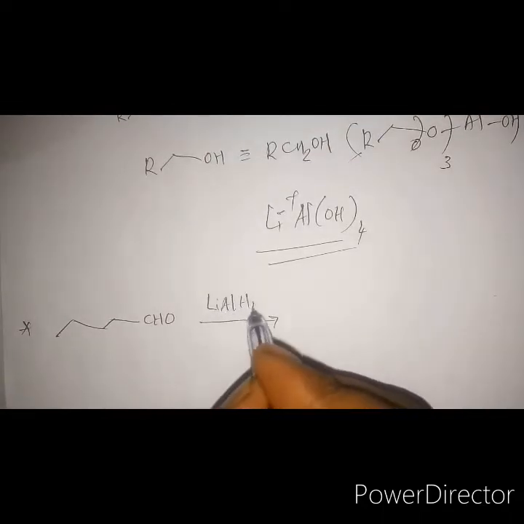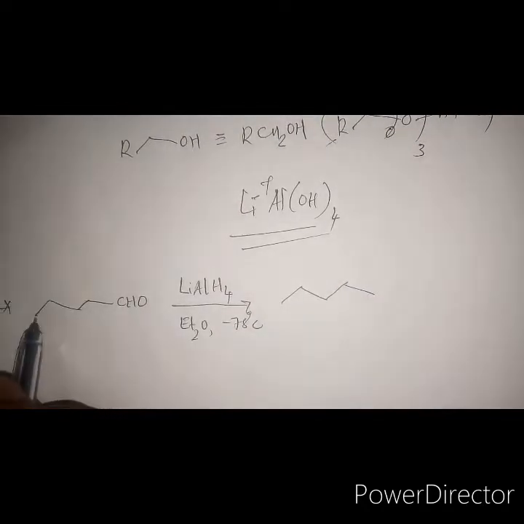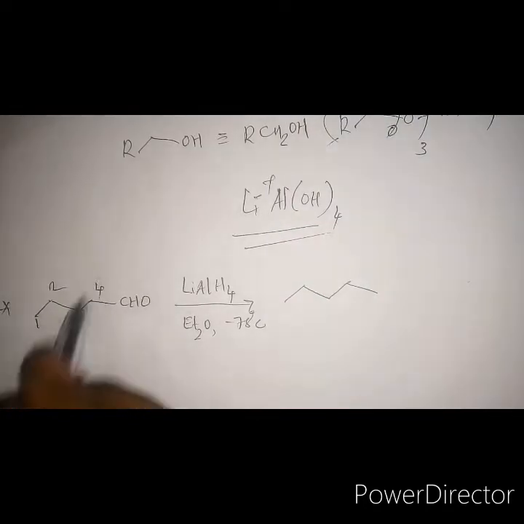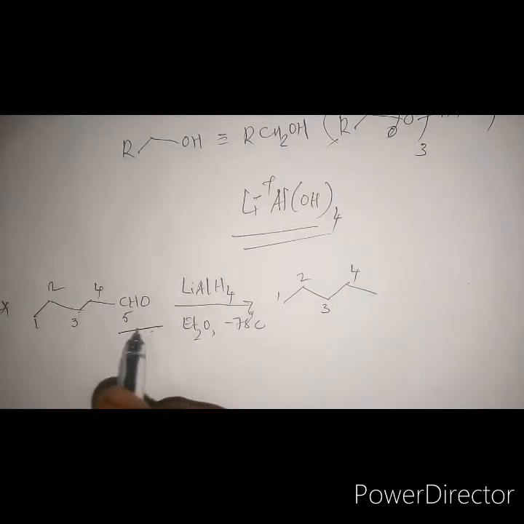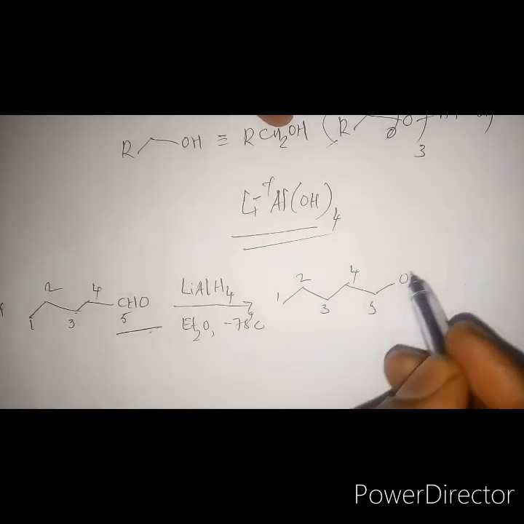I can take an example. CHO with lithium aluminum hydride, in diethyl ether at 78 degrees Celsius. So we will get, 1 2 3 4, we have to count. 4 carbons are already there. This is the 5th. Now this CHO group is converted into CH2OH. Now this is the 5th, OH, CH2OH.